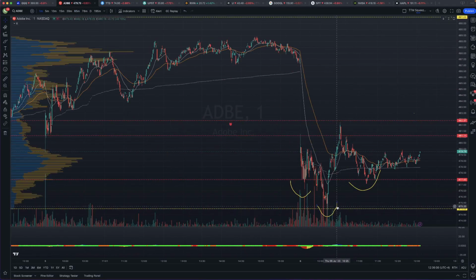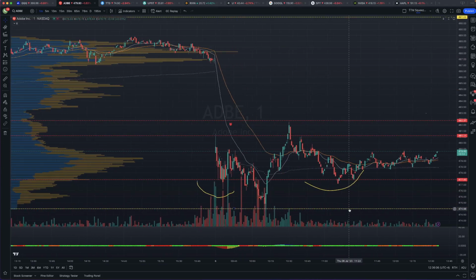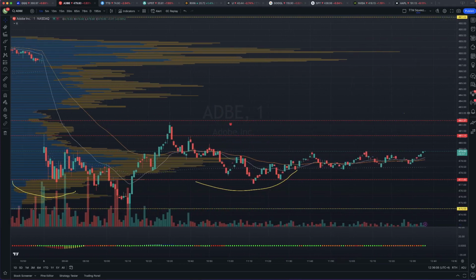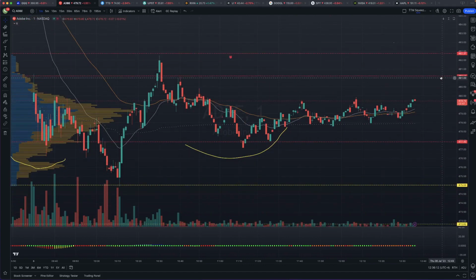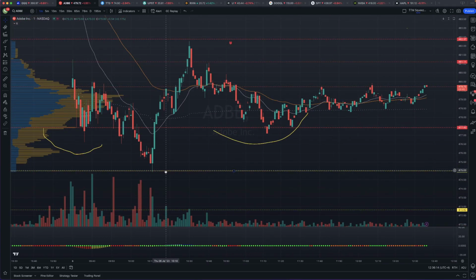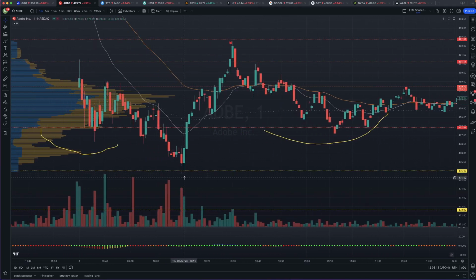I had this level at 175 marked on my chart, and this is a 1 minute chart. I put it into chat that I was looking for something off 175. And it wicked down here. It was down here for less than a minute, but I got it at about 175.10-ish, somewhere around there.